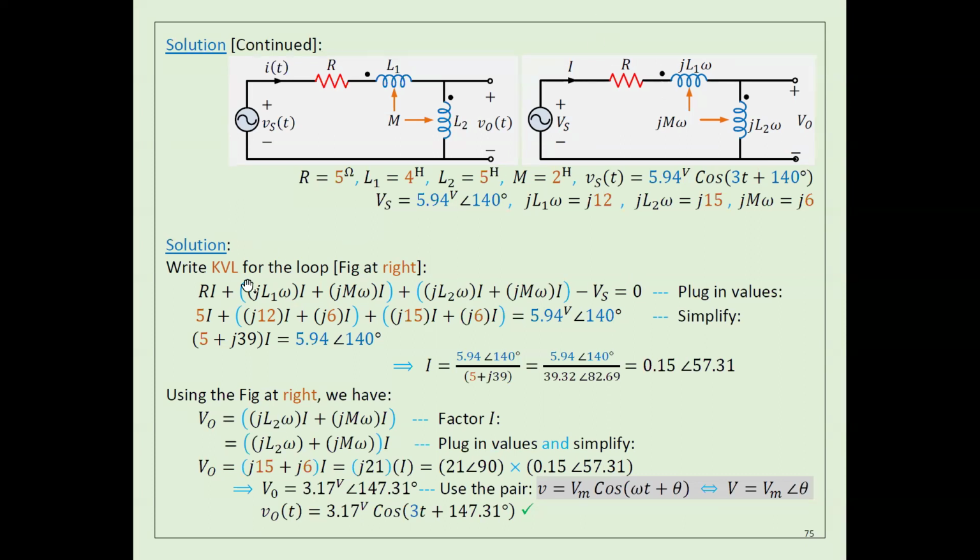So I times R gives you the voltage drop here. The voltage drop here is actually I, the current of this inductor, times j omega L1, plus j omega M times I2, the current here. But in this case, I1 and I2 are the same. If they are different, I have to have another variable.